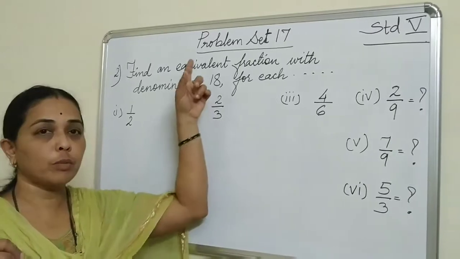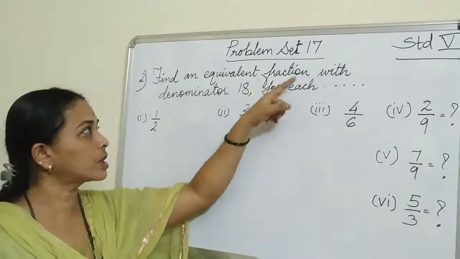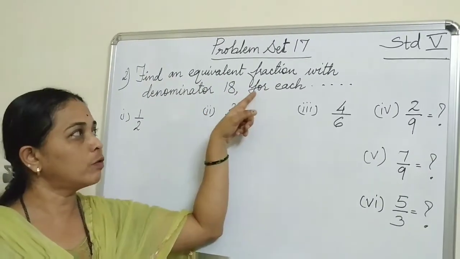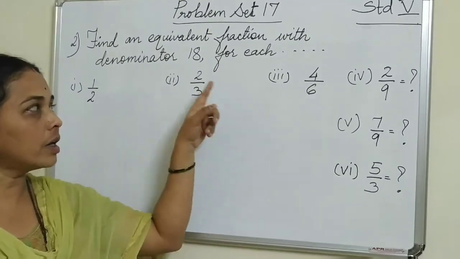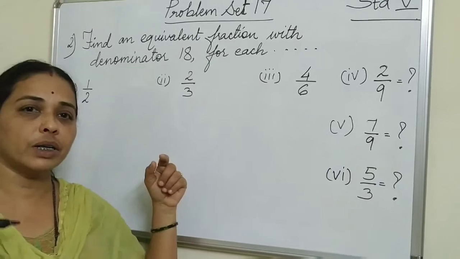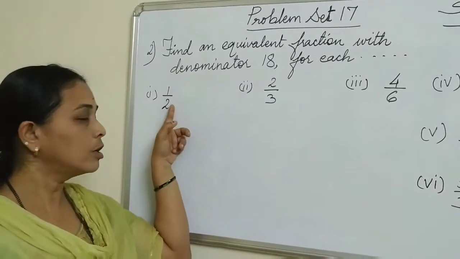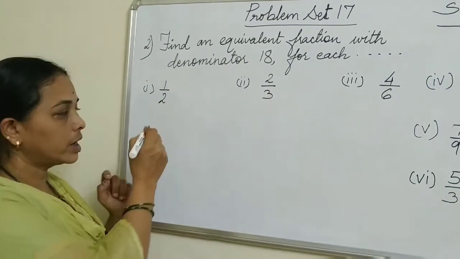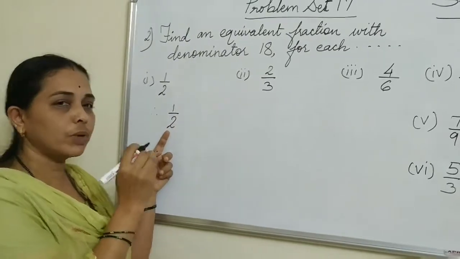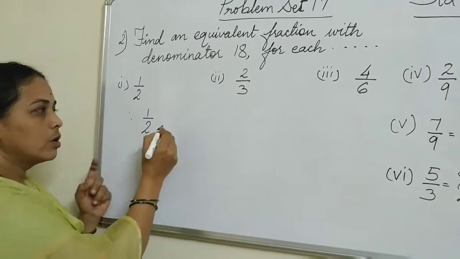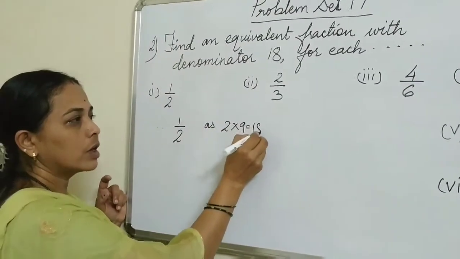Okay, let's see problem set 17. Question number 2, find an equivalent fraction with denominator 18 for each. Now you have been given 6 examples and in every one of these you have to make the denominator 18. That means 1 upon 2 is there, its denominator you have to make 18. That means 2, here you have to make 18. So how to make 18? 1 upon 2. As you know, this 2 multiplied by 9 you can make 18. So 2 into 9 is equal to 18.